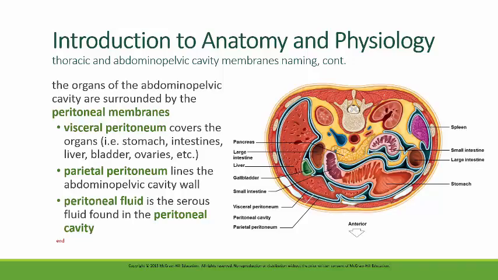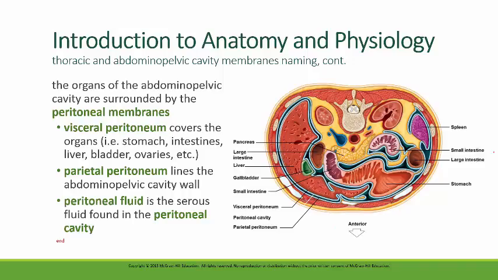So the visceral peritoneum covers over all those organs, while the parietal peritoneum, here it is lining the body cavity wall. So here we're up against the fat that's there padding the kidneys on the back side of the body. So here is that parietal peritoneum completely covering the body wall.